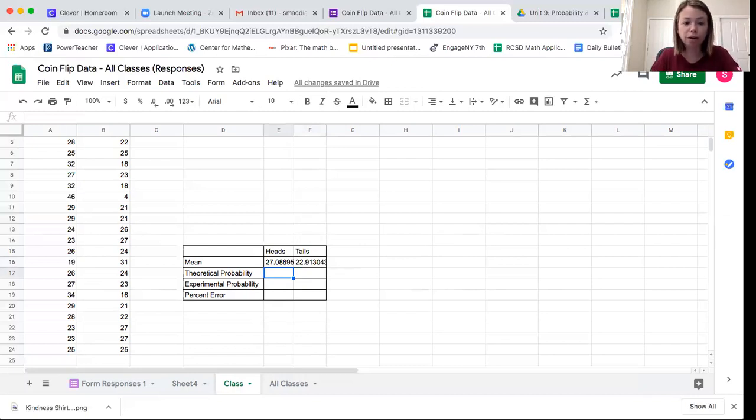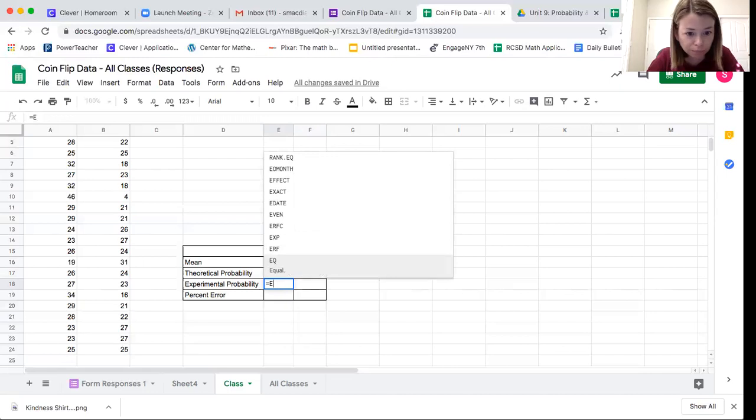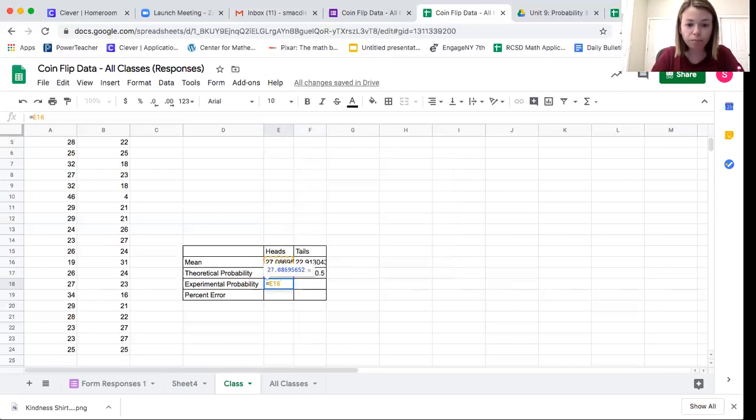Well, we already know the theoretical probability is 0.5, so I'm going to put that in, 0.5. And then for experimental probability, we're going to take that mean right here that we found. So in this cell we're going to do equals E16 divided by how many flips there were, which was 50. And so the experimental probability for one class is 0.54 and so on. I'm going to copy it over.